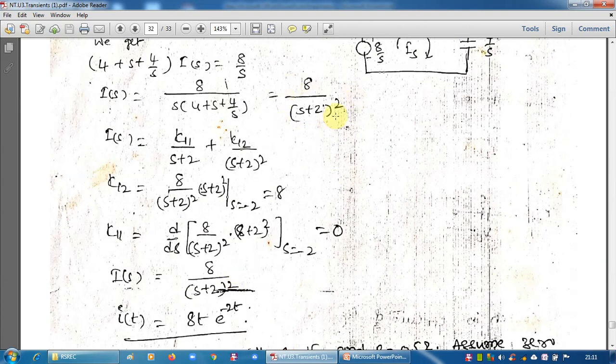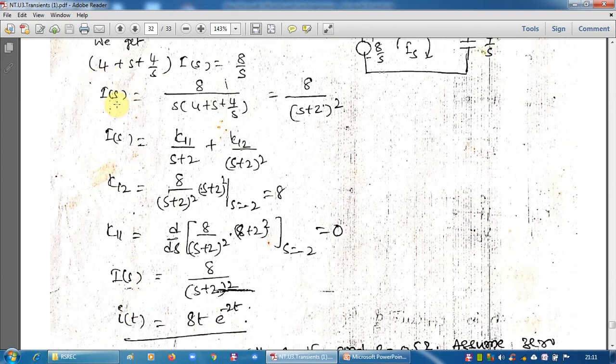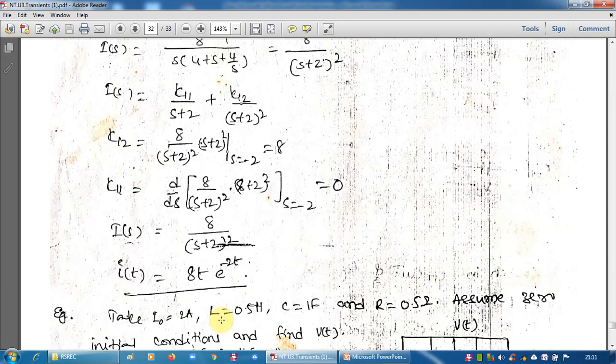For 8 by (s plus 2) whole square, apply the inverse Laplace transform to get I of t. Here it is I of s. After the inverse Laplace transform, we get I of t. The final answer will be 8t e power minus 2t. This is the expression.